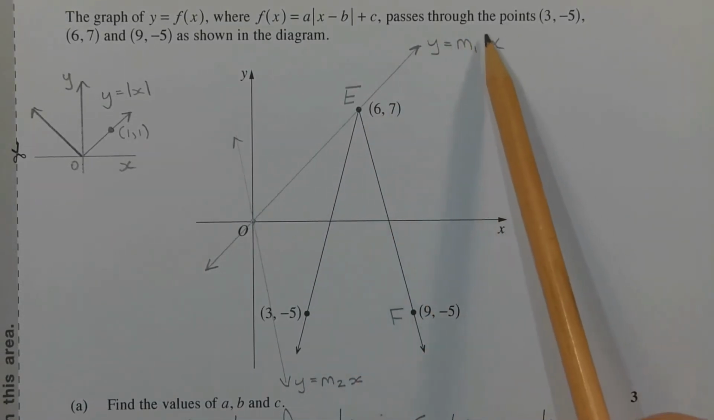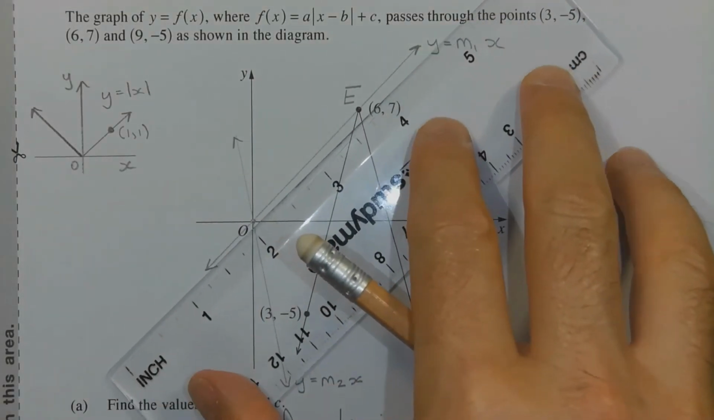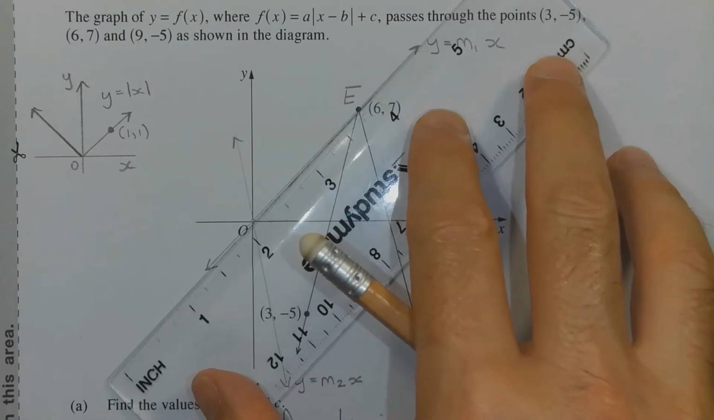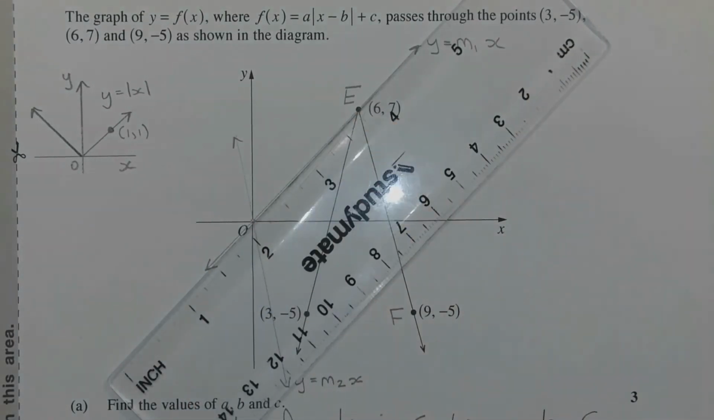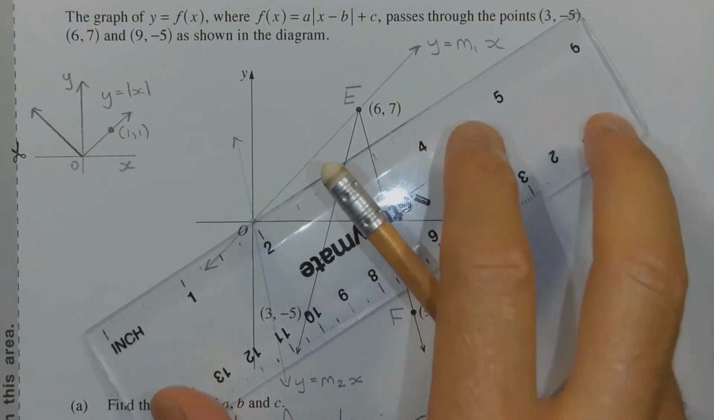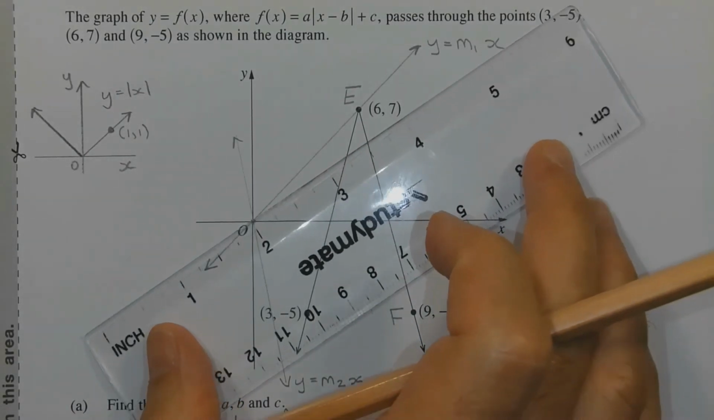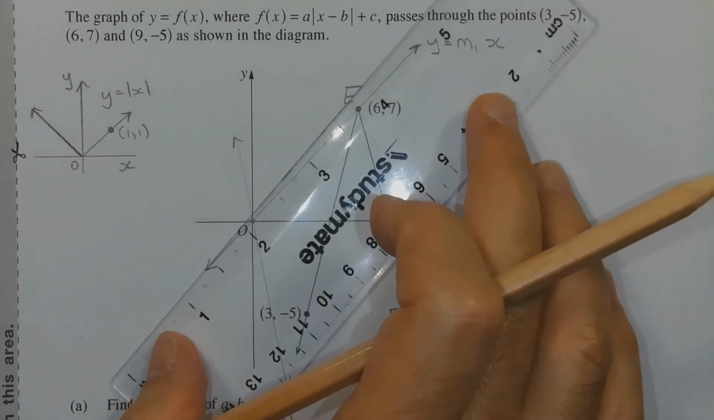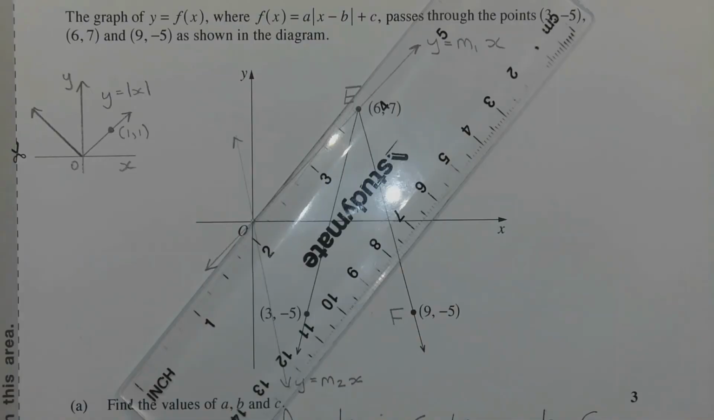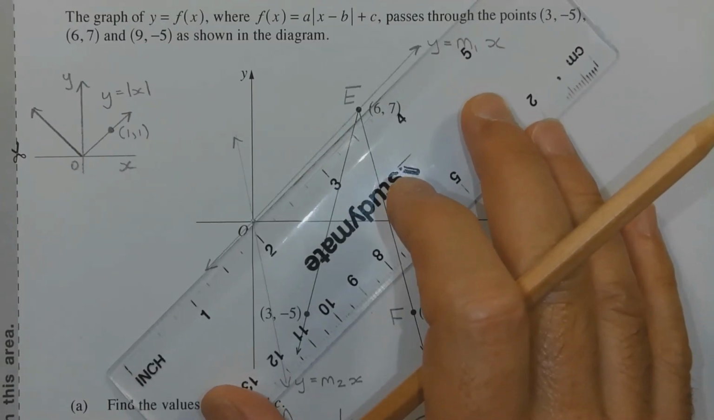Notice that y equals m1x passes through the vertex of y equals f of x. I'm just going to demonstrate this with a ruler. So if I place the ruler on the origin, superimposed over the line OE, or y equals m1x, if I move the ruler clockwise, we can see that it intersects with the graph at two distinct points. So if I move it anti-clockwise past the vertex, clearly it does not intersect the graph at two distinct points. So the line y equals mx must have a gradient less than m1.